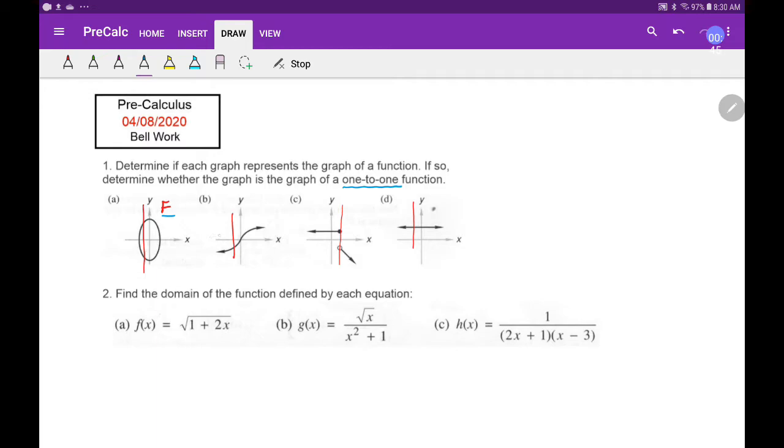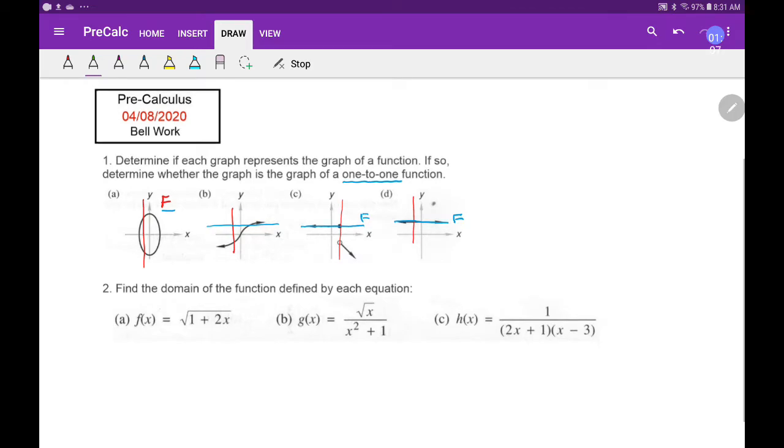And then over here, it may look like it's flattening out, but never quite. So it passes. And this one definitely fails because it's down the line. And that's not okay, so it fails the horizontal line test. And same thing with this one, it fails the horizontal line test.